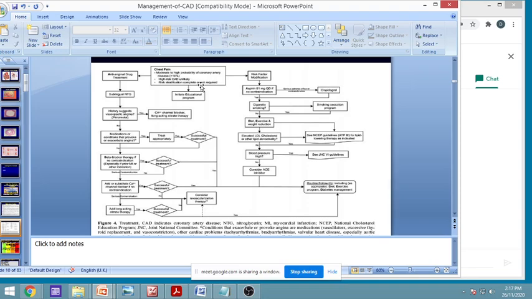Go for diet, exercise and weight reduction. These are all lifestyle modifications: DASH diet, adequate exercise and weight reduction.